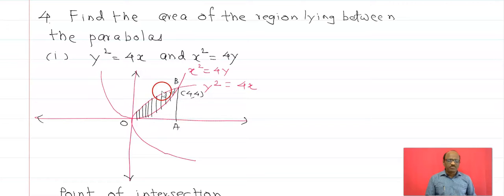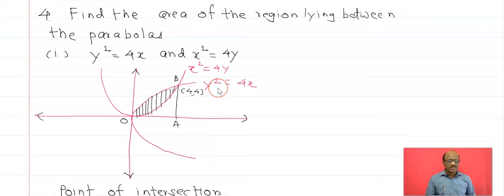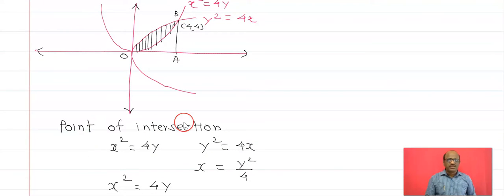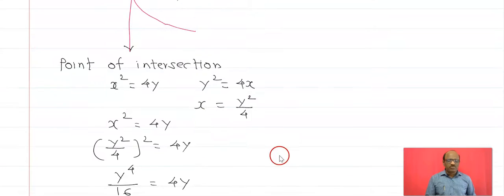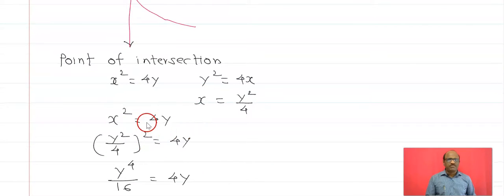If you find out the area below the parabola y² = 4x minus the area below the parabola x² = 4y. Now let us see this here. Point of intersection of x² = 4y and y² = 4x. x = y²/4. Now substitute the value of x here.